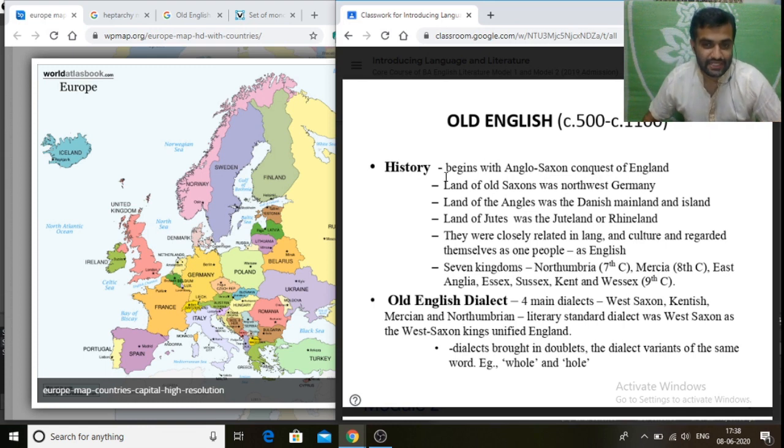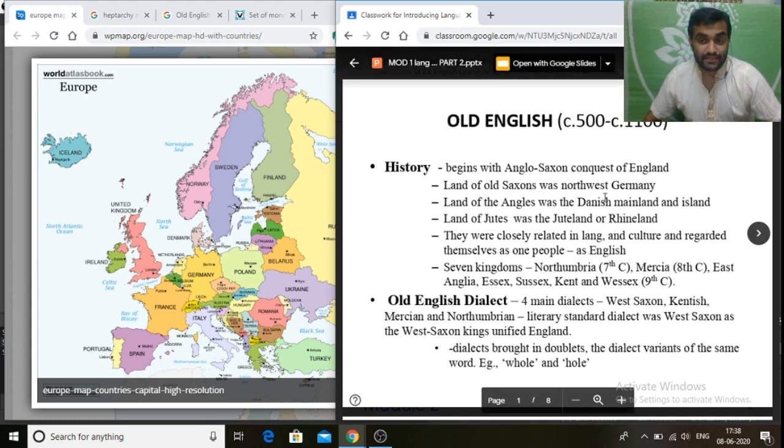Now, who were these Anglo-Saxons? The Angles, Saxons, and Jutes were tribal people from the northwest of Germany. Sorry, they are not from the Scandinavian region. They are from the northwest of Germany. Northwest of Germany means this part of Germany.